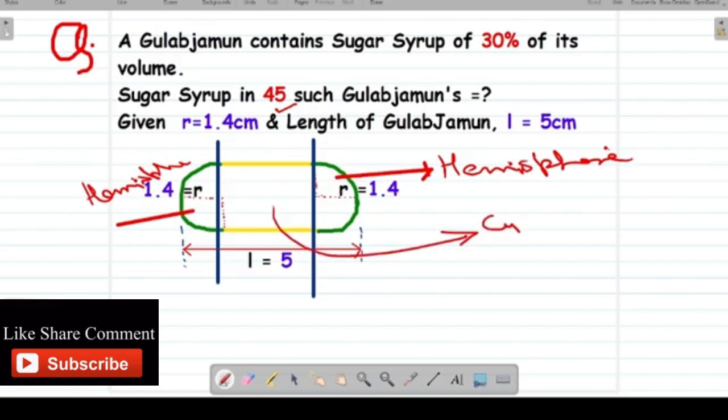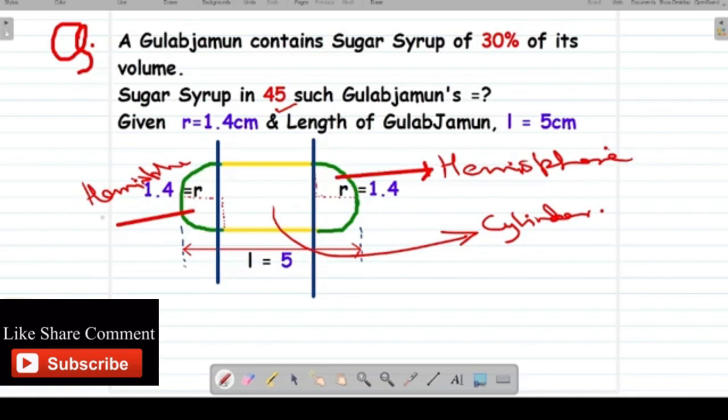Why a cylinder, students? We are observing a 2D shape over here, a two-dimensional shape. But when we cut the hemisphere from the left and the hemisphere attached to the right, it will be a solid object. You have seen the gulab jamun, it's a solid shape. It's not two-dimensional, it's a three-dimensional shape. So let us calculate the volume of this gulab jamun.